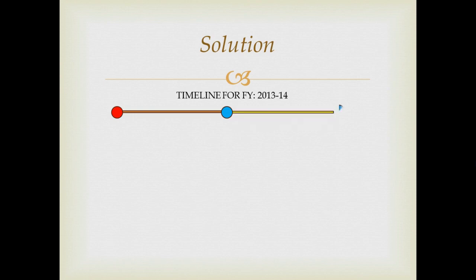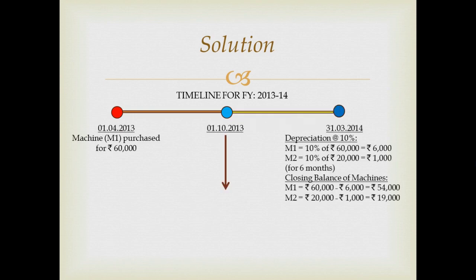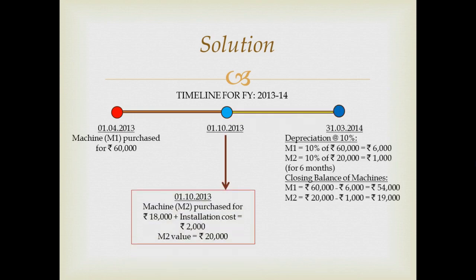The timeline for the first financial year, FY 2013-14. We can see from the timeline that on the 1st of April 2013, machine named as M1 was purchased for Rs 60,000. On 1st of October 2013, machine M2 was purchased for Rs 18,000 with an installation cost of Rs 2,000. Together, 20,000 rupees becomes the value of machine M2.